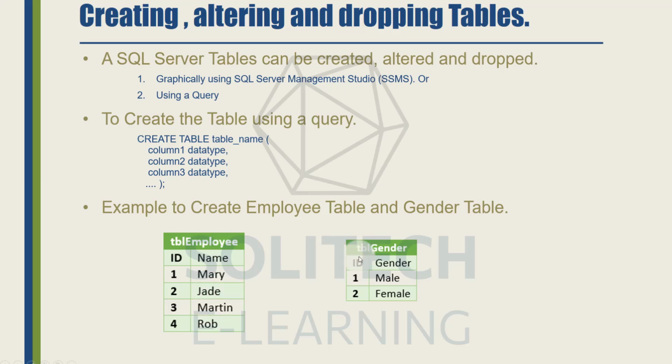The gender table have two columns, ID column and gender column. Let's see how to create them graphically and with query, also how to drop or alter them.